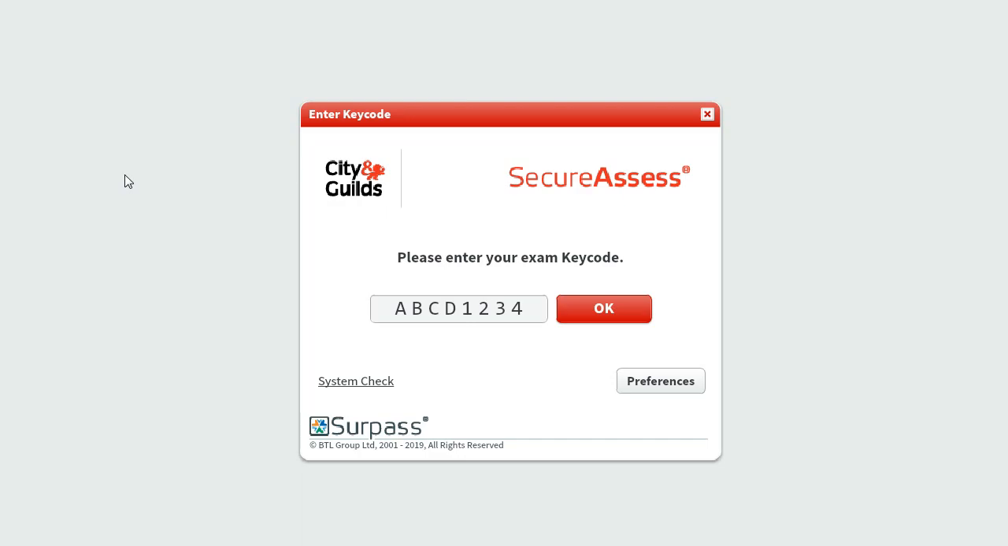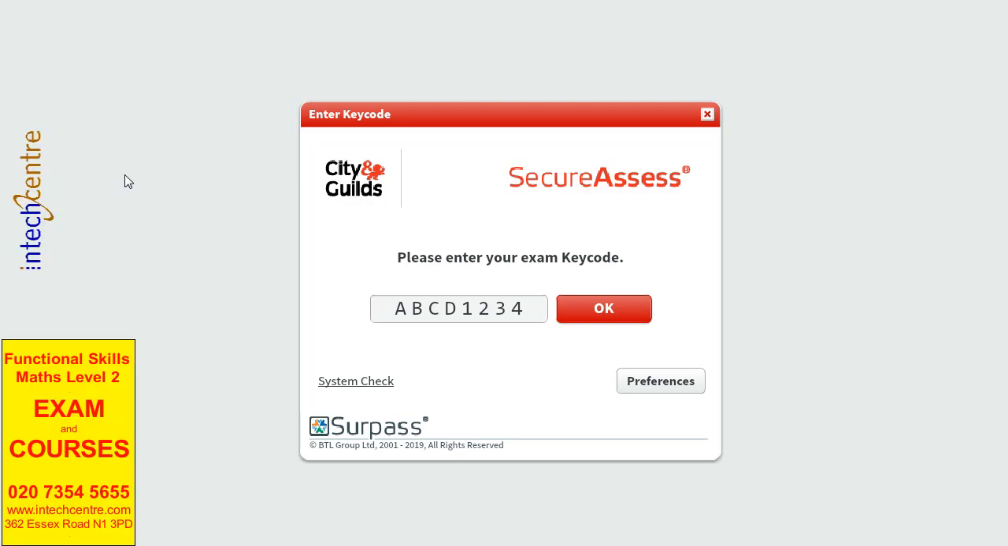Although you're asked to enter a key code, which is not required for sample papers, as they can be accessed by anyone, because you have to familiarize with the exam format, these templates are provided to you for this purpose. Once you click OK, as I said, you won't have to enter any exam key code. Only in the actual exam you'll be required to do so, and this will be provided to you on the day of the exam.